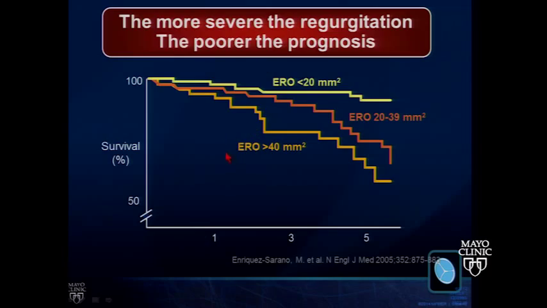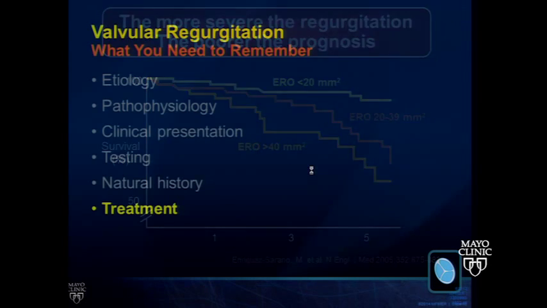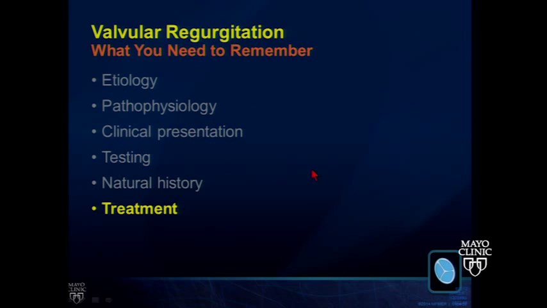And we can use things like effective orifice area to tell us even more about prognosis, because we know that the larger the effective orifice area, the poorer the survival. And again, we're going to use this cutoff of 40 millimeters squared as severe mitral regurgitation.